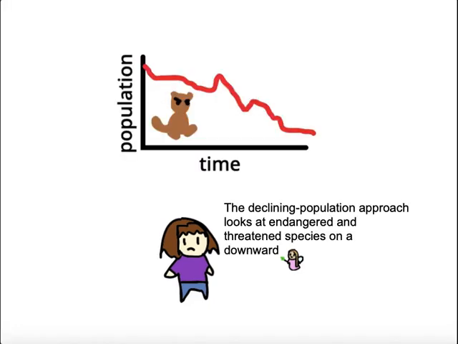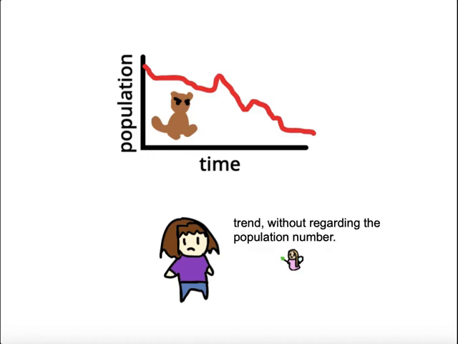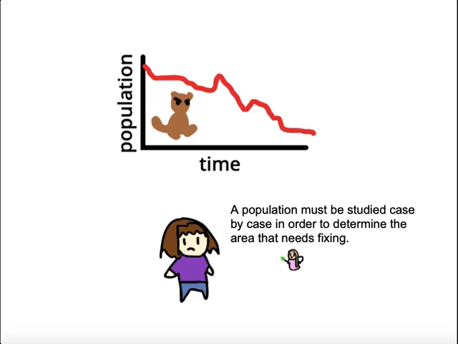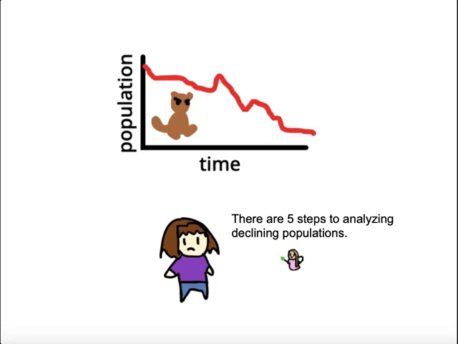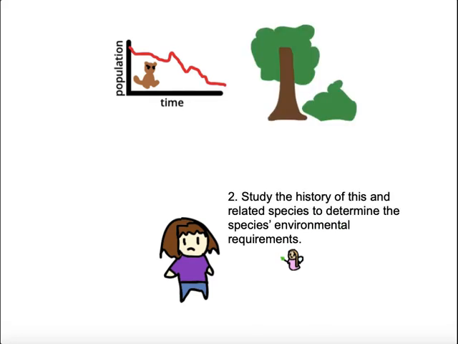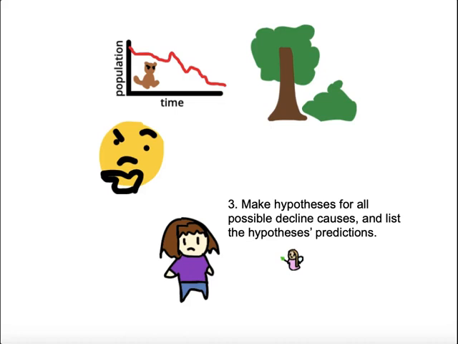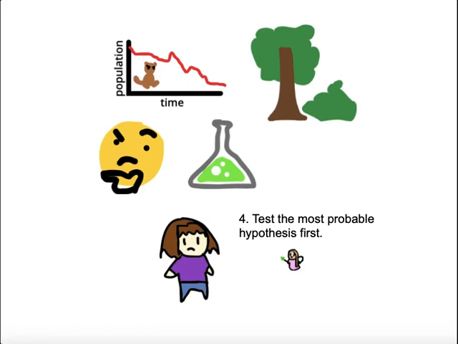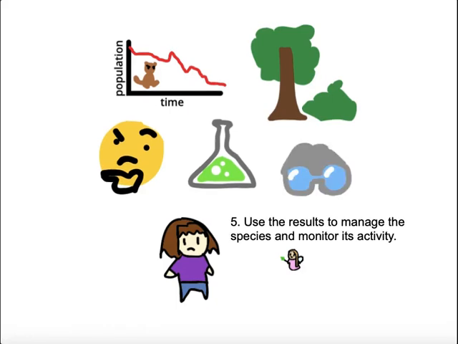The declining population approach looks at endangered and threatened species on a downward trend, without regarding their population number. A population must be studied case by case in order to determine the area that needs fixing. There are 5 steps to analyzing declining populations. 1. Using population data, confirm that the species is currently in decline. 2. Study the history of this and related species to determine the species' environmental requirements. 3. Make hypotheses for all possible decline causes, and list the hypotheses' predictions. 4. Test the most probable hypothesis first. 5. Use the results to manage the species and monitor its activity.